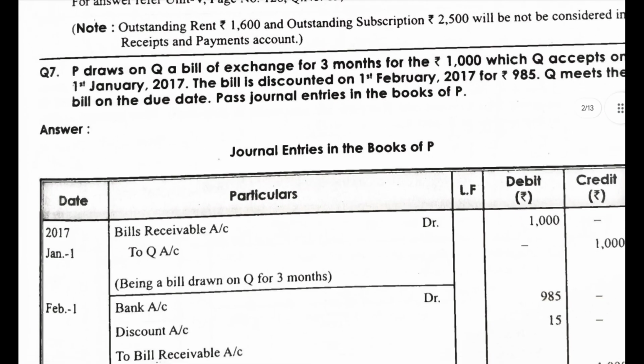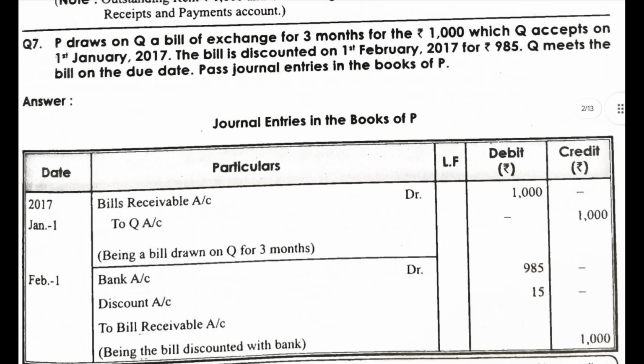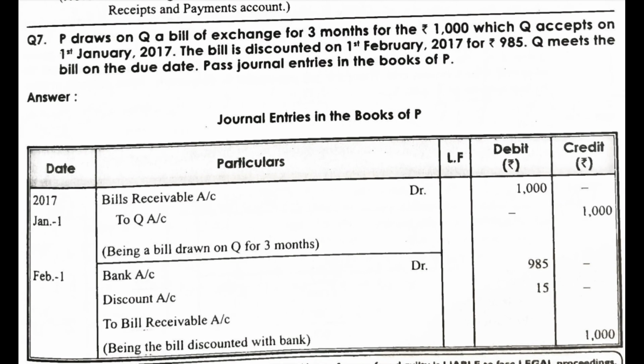So, next we will see: P draws on Q a bill of exchange for 3 months. This is a problem from the first chapter, bills of exchange. P draws a bill on Q for 3 months for rupees 1,000, which Q accepts on 1st January 2017. The bill is discounted on 1st February 2017 for rupees 985. Q meets the bill on the due date. Pass the journal entries in the books of P.